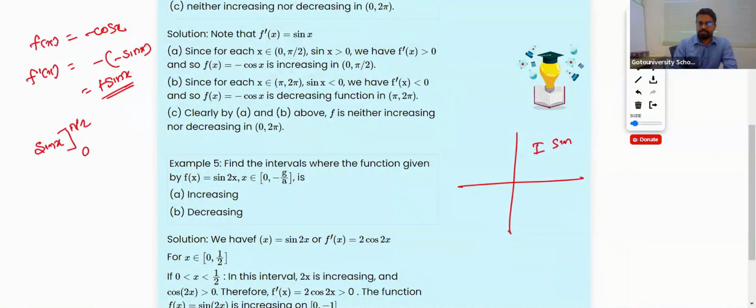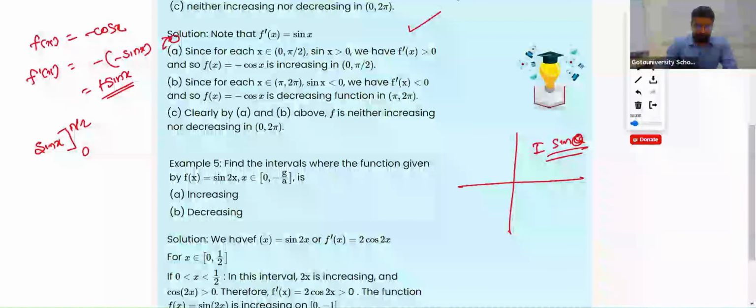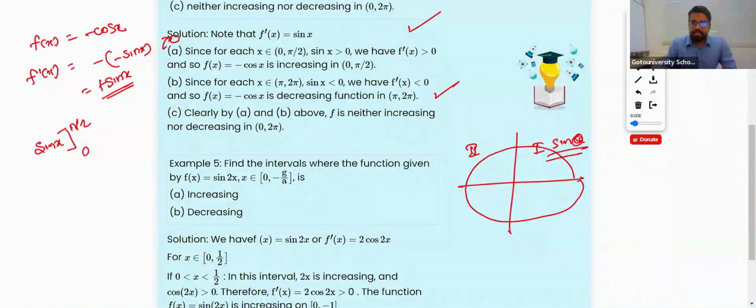Sin is positive again in the first quadrant. Sin theta is always positive. So that means f dash x is greater than 0. So it's positive. Second interval, pi to 2 pi. Sin x is negative. So it is decreasing. Correct. Whereas from this to this, it is increasing as well as decreasing.